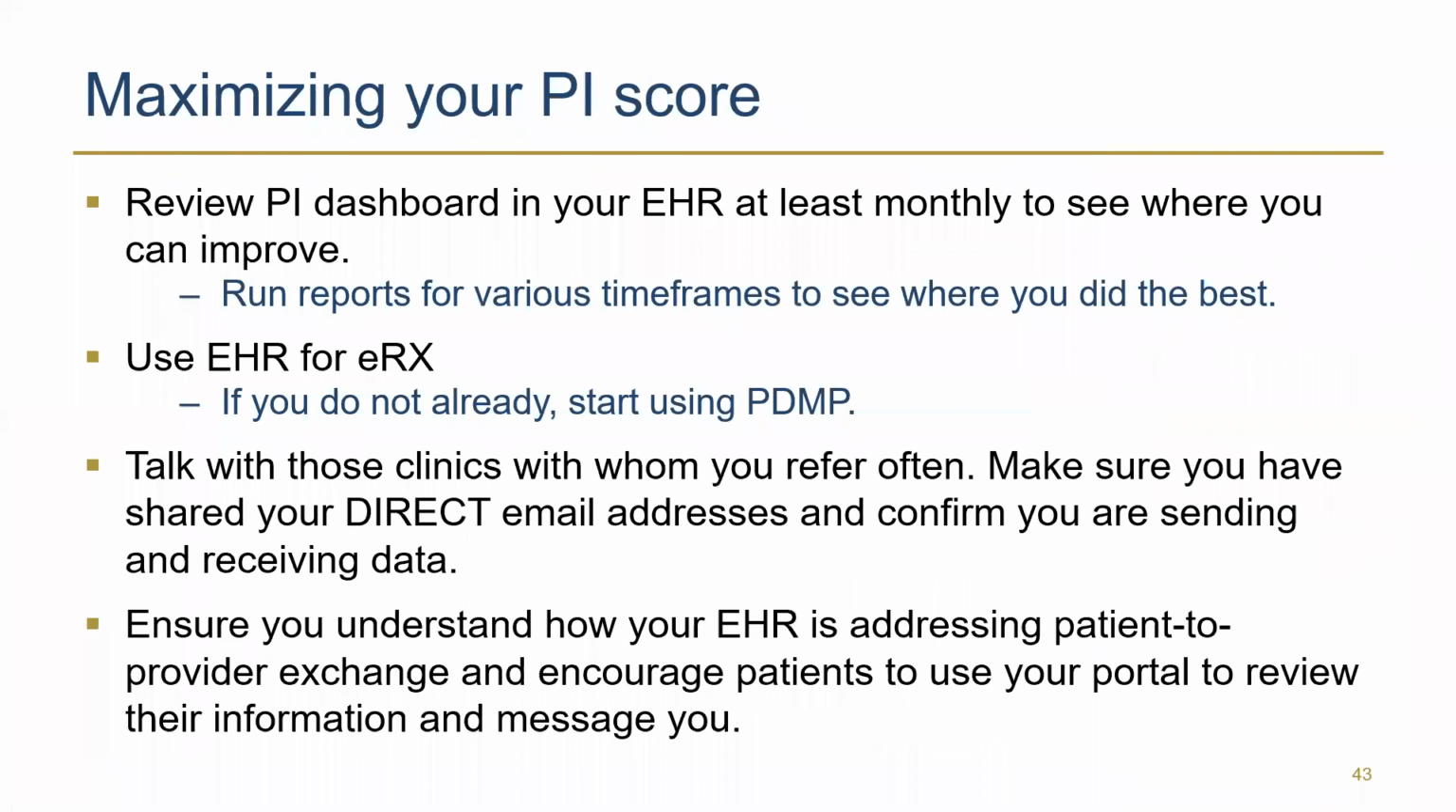Now that we've reviewed all of the measures and objectives, here's a summary of important steps to take to improve your score. Sarah and I have emphasized several times how important it is to check your MIPS or your PI dashboard. If you have any questions on how to find your dashboard or report of your performance, you can ask your vendor or you can contact your quality assistant at Queen's. If you use Epic or Elation, please reach out to the Queen's staff first, as they are very familiar with those systems and can help you.